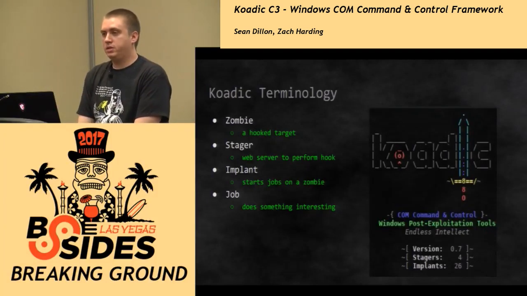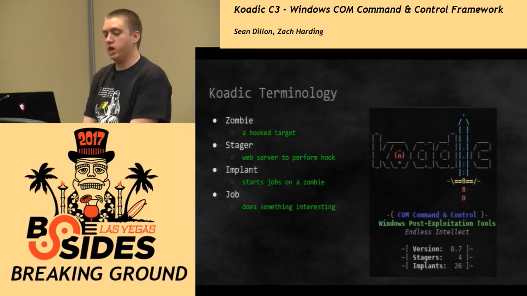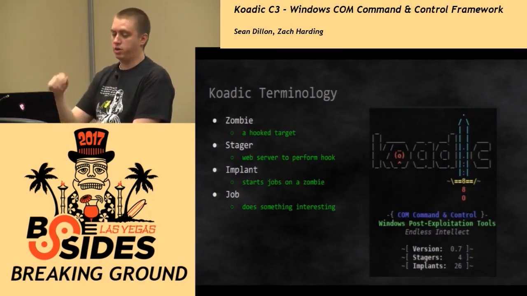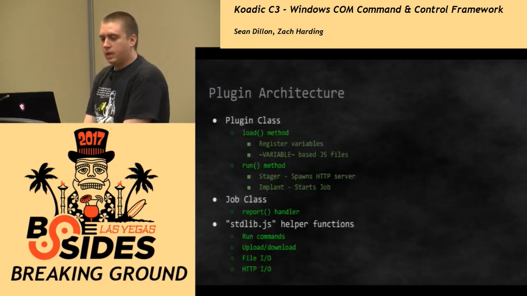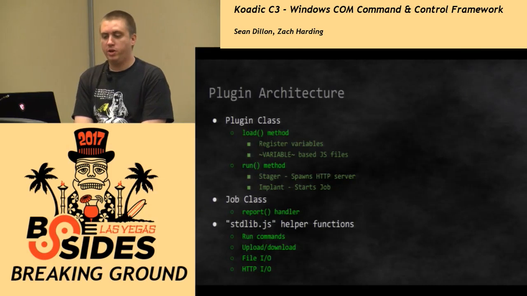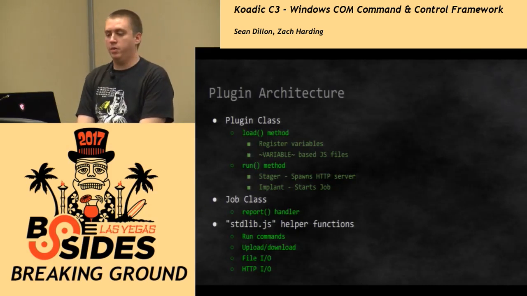An implant is just a plugin that you can run on one of your hooked zombies, and a job is an implant just starts one or many jobs on a zombie. So we have a plugin architecture. We have a load method for all plugins where you can register your variables. And then we just do a straight string replace of tilde and then the variable name.